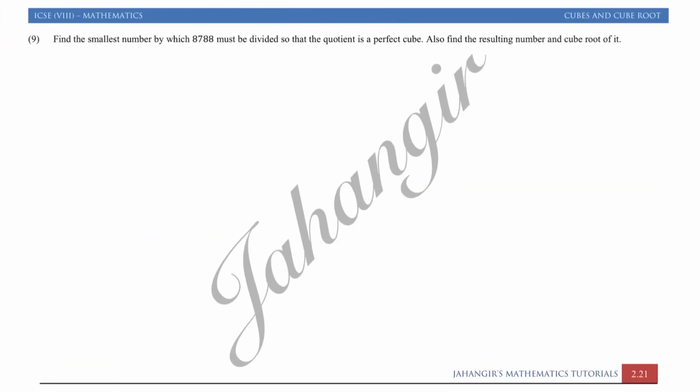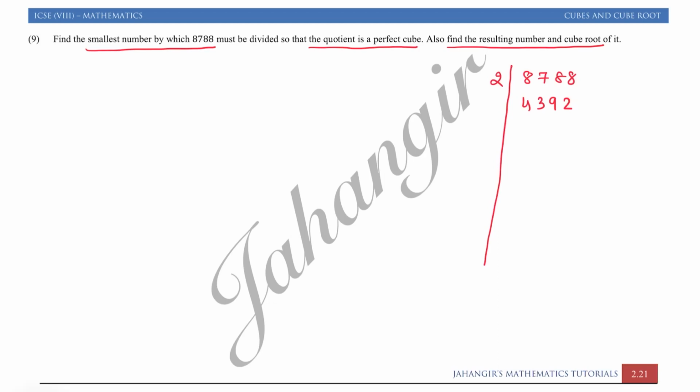Next question. Find the smallest number by which 8788 must be divided so that the quotient is a perfect cube, and also find the resulting number and the cube root of the resulting number. So let us find the prime factors of 8788. 2 4s are 8, 2 3s are 6, 2 9s are 18, 2 4s are 8. Again 2 2s are 4, 2 1s are 2, 2 9s are 18, 2 7s are 14.